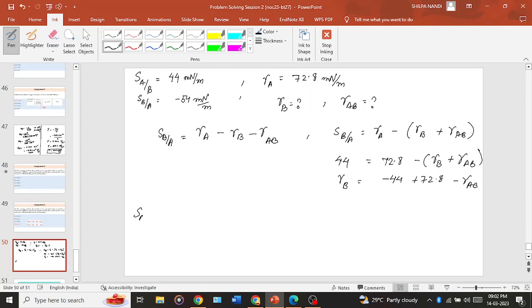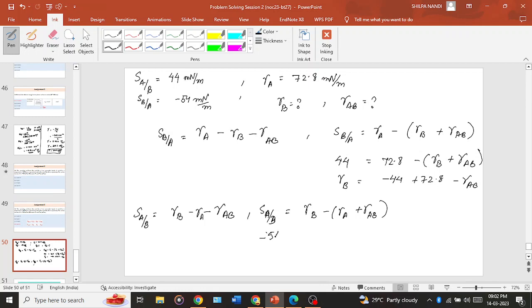And again when I try to put the value of SA by B, I will get it as gamma B minus gamma A minus gamma AB, and this I can write as gamma B minus gamma A plus gamma AB. So when I put the values here, what do I get?